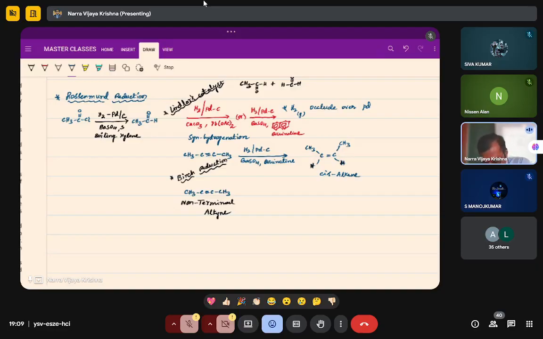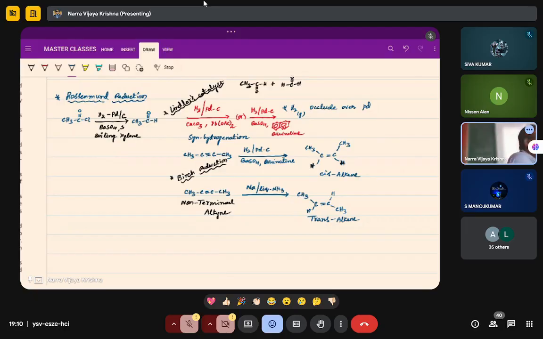If it is allowed to react with a blue solution of sodium in the presence of liquid ammonia, then you will get anti-addition. It is also controlled reduction, right? There it is cis, here you get trans. That's all. Very simple. Both are hydrogenations only, controlled hydrogenation.